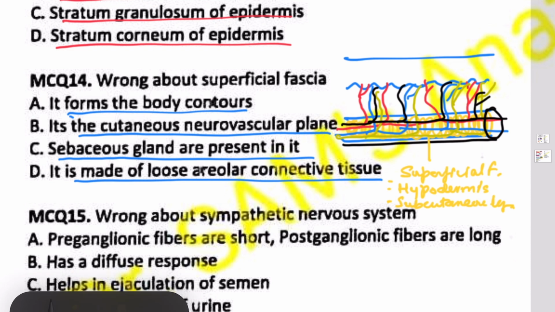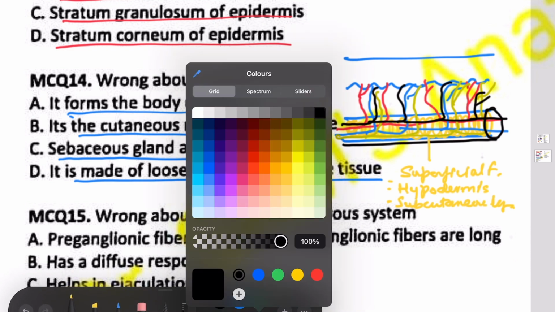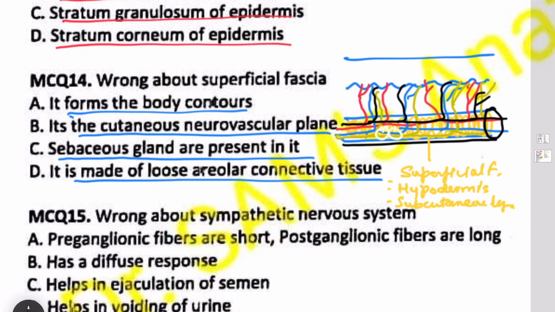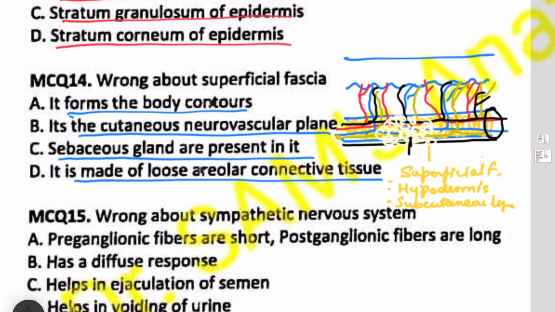And remember that this layer has a lot of adipocytes. It is filled with fat, a lot of adipocytes. So you have a lot of fat here, fat or adipocytes.